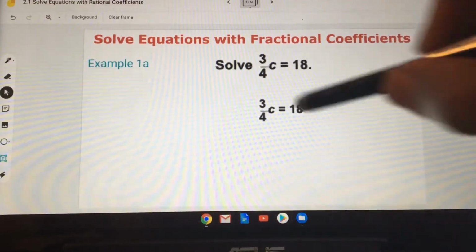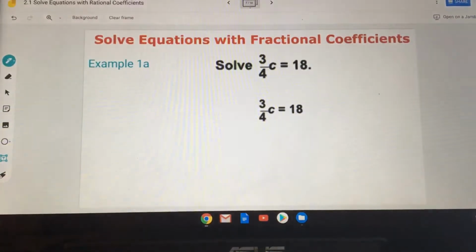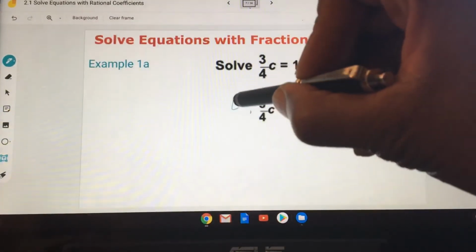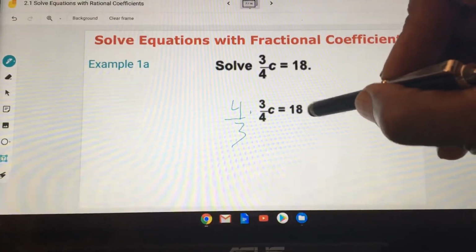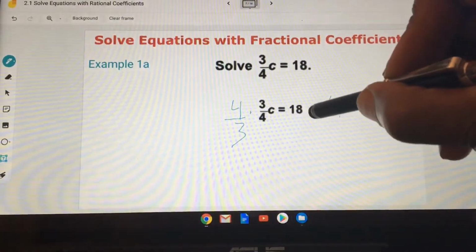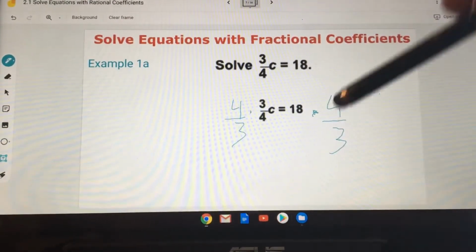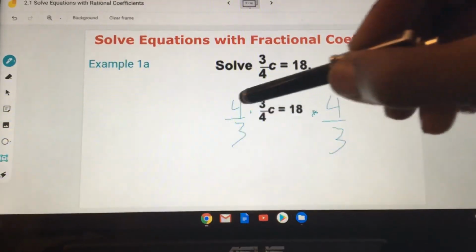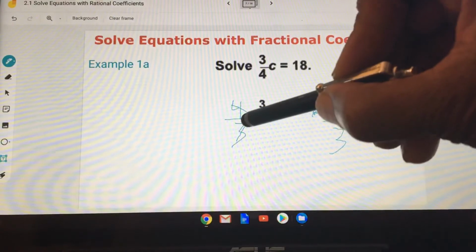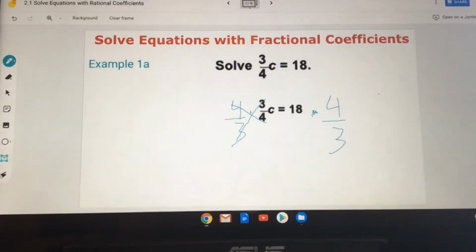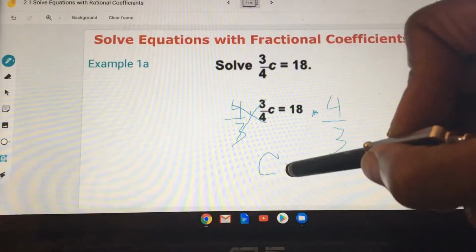inverse. So the reciprocal of 3/4 is 4/3. Then whatever you do to one side, you come over and do the same thing. Multiply by 4/3, 4/3. When you do that, 4/4 cross cancels, that would give you 1. 3/3, that will give you 1.